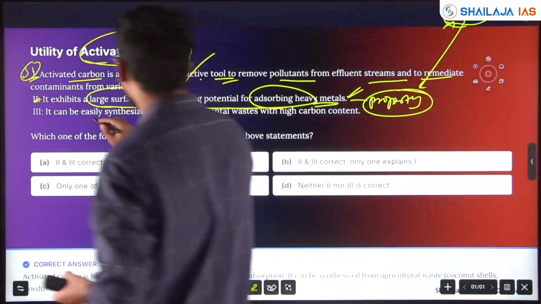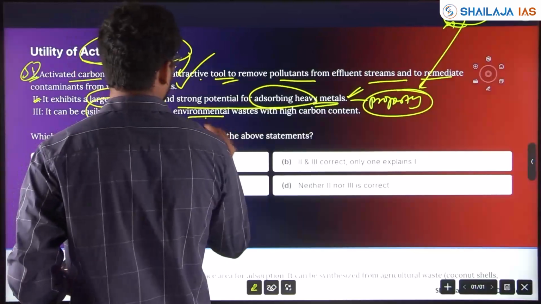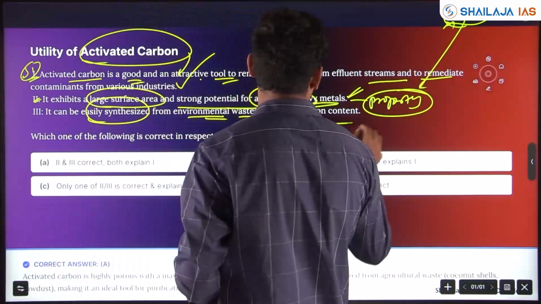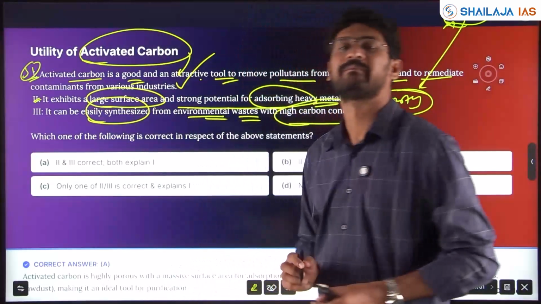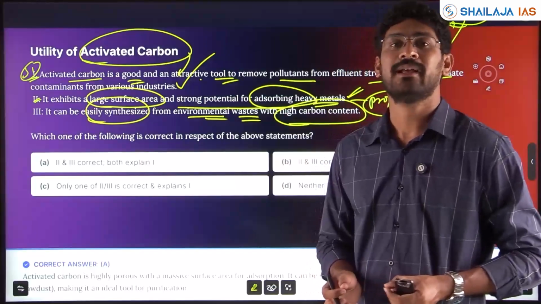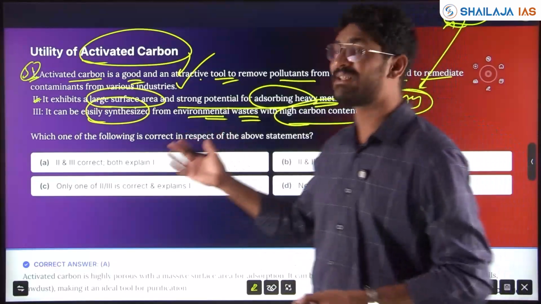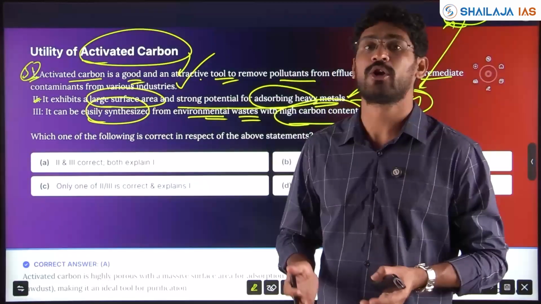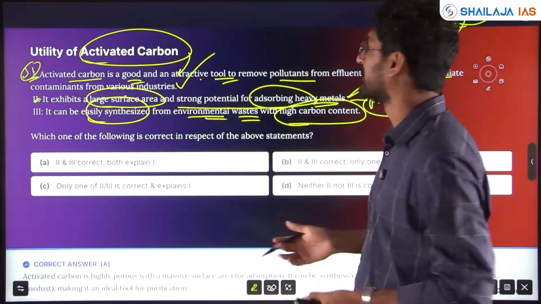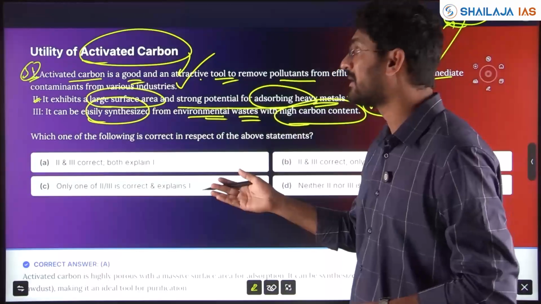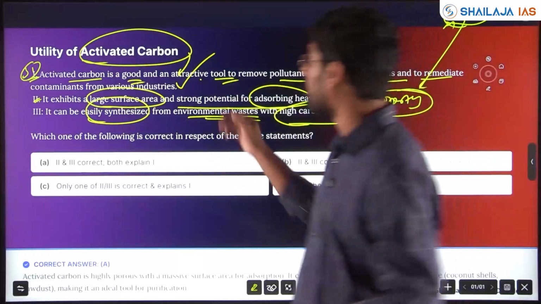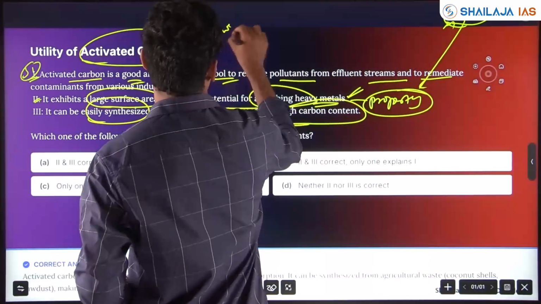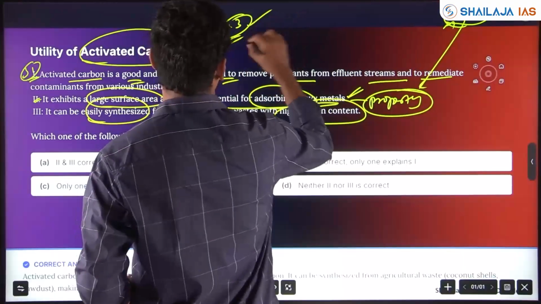Okay, it can be easily synthesized from environmental waste with high carbon content. Yes, activated carbon, with new technologies, can be easily synthesized from things in the environment which have high carbon content. Here also it is positive, technological concepts. All three statements are positive.